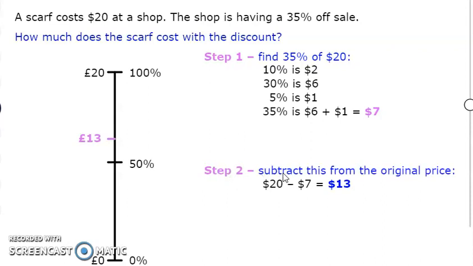Step 2, subtract this from the original price. So $20 is the original price. You have to subtract the discounted amount, that is $7. So you get $13. I hope that makes sense to you.